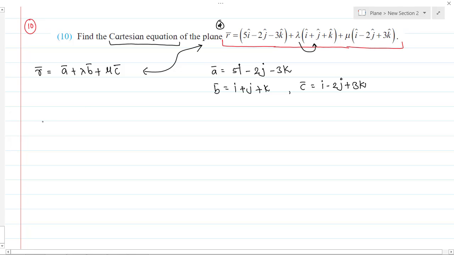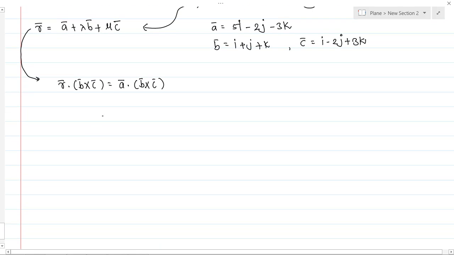So how do we get it? We know the vector equation of such a plane, which we have seen just now in question number 9, is r bar dot b bar cross c bar equals a bar dot b bar cross c bar. Because b and c are vectors lying on the plane and a bar is also lying on the plane, but a is the point. So for that purpose I need the value of b bar cross c bar. So let's solve b bar cross c bar.